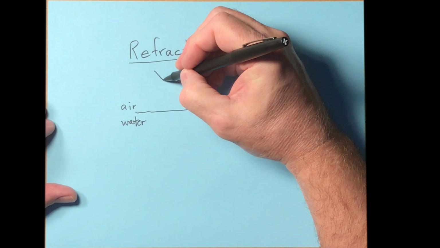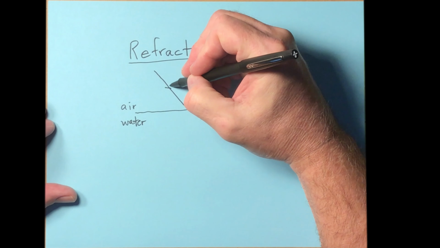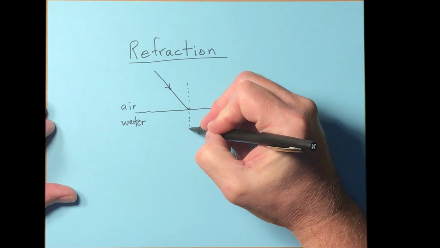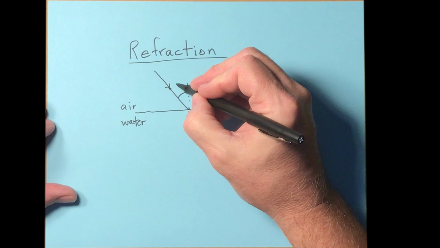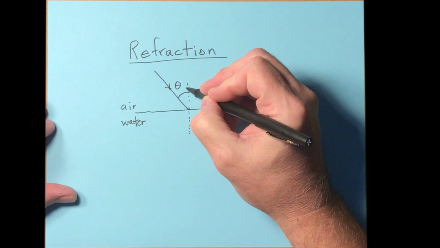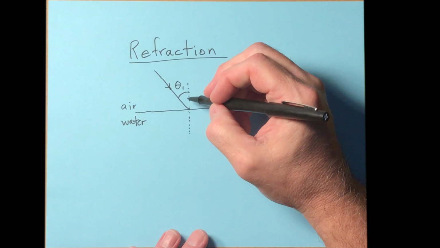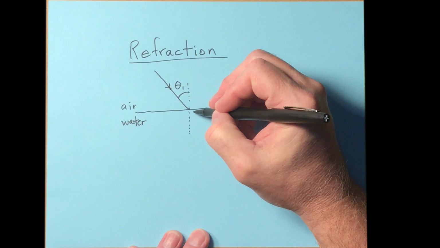and this represents the path of a light ray, let's say. We're going to measure the angle, just like always, relative to the normal. So there's some angle right there. Let's call that theta 1. That's the incident angle. When the light ray refracts, its path is changed.